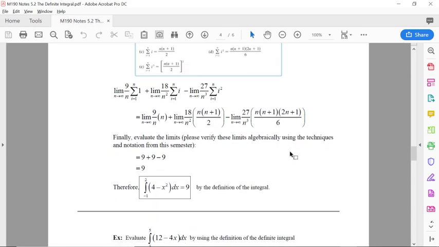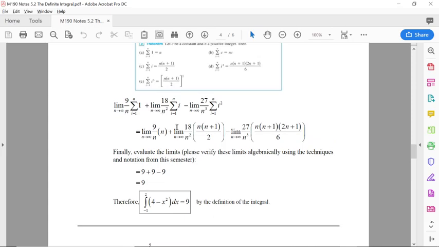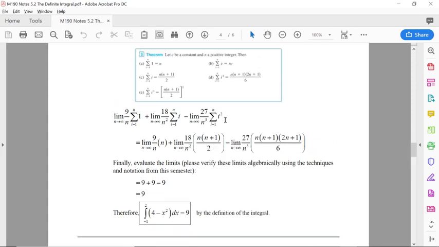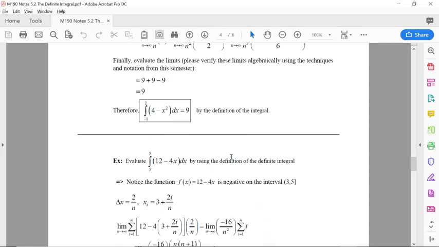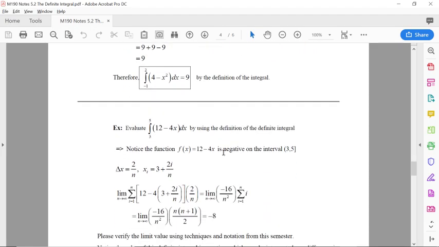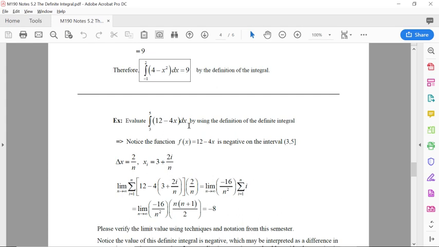But for these right here, wherever you'd have to be evaluating it by doing the limit of a Riemann sum, you're going to need to be able to write those Riemann sums in terms of expressions in this table. So I would only give you ones that are polynomial, if you're going to be using the table. So here's another one. Evaluate the integral from 3 to 5 of the quantity 12 minus 4x.